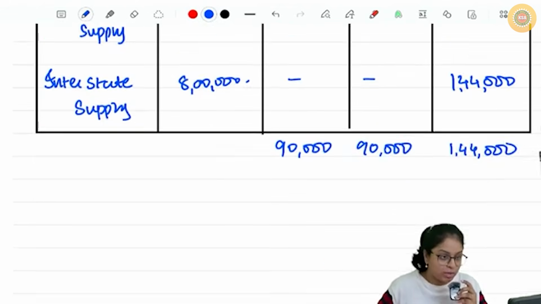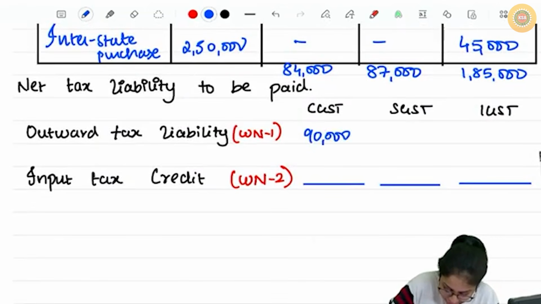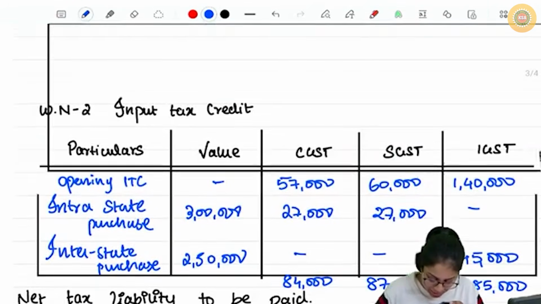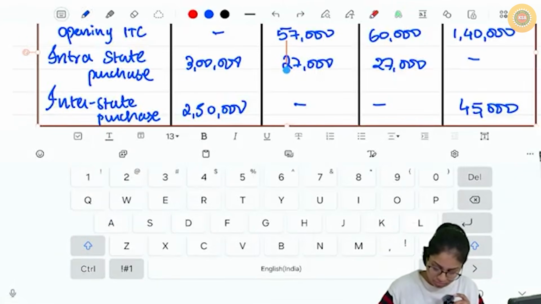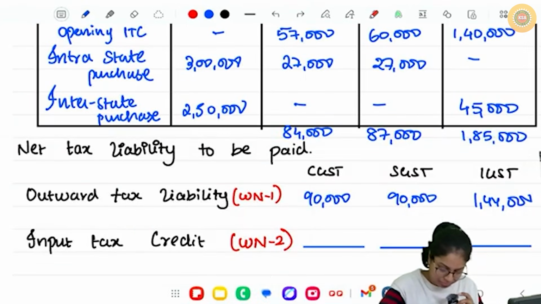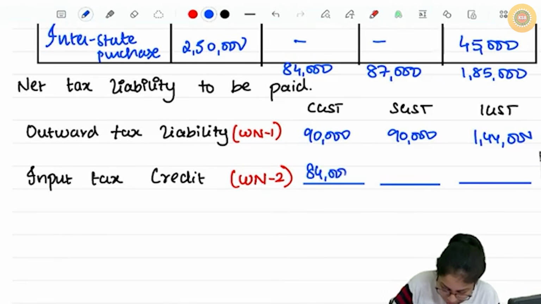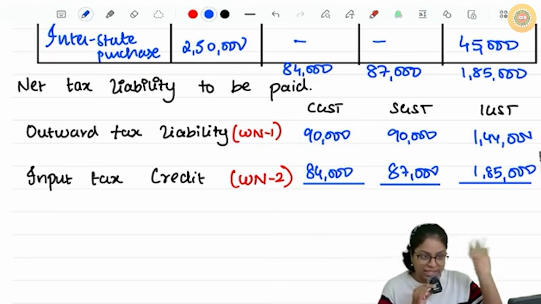Let's move on to our last, calculating the net tax liability. It's 90, 90, 1,44,000 if I'm not wrong. Is that correct? Yes, it's 90, 90 and 1,44,000. And the ITC is 84,000, 87,000 and 1,85,000. I always told you the order of set off: start with IGST. IGST, my outward tax liability is 1,44,000.